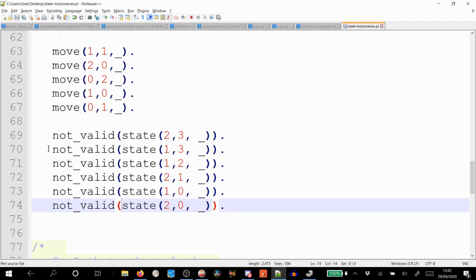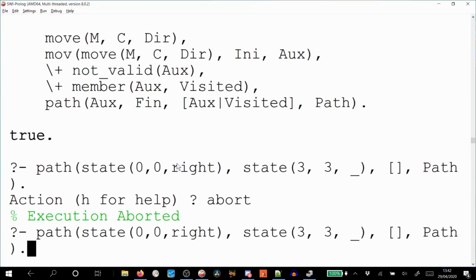This is the problem of Prolog. It can detect when there are errors in the code, but it's very difficult for Prolog to detect this type of error. Okay, nice. Thank you.